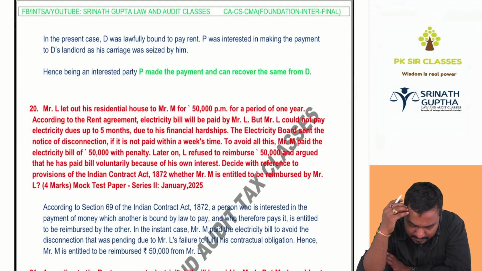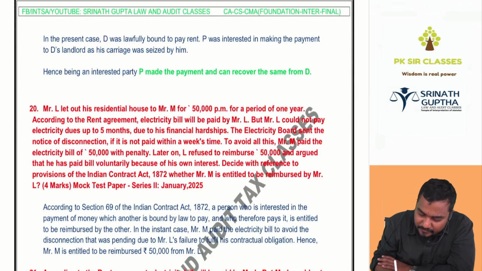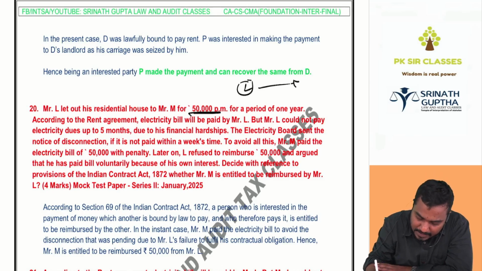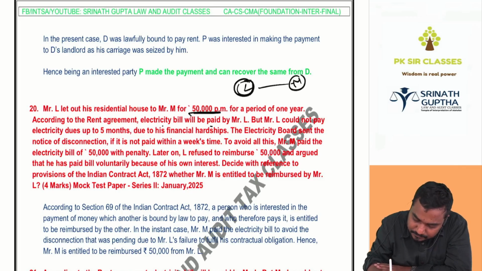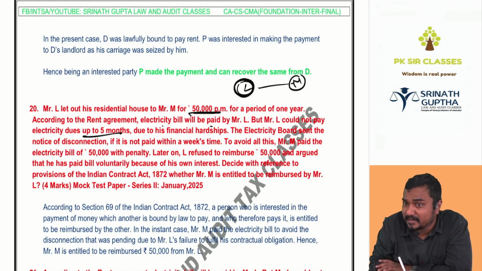Mr. L let out his residential house to Mr. M for 50,000 rupees per month. L is giving his house to M for rent for a period of 1 year. According to the rental agreement, the electricity bill should be paid by L. Who should pay the bill, beta? Owner. But L could not pay the electricity bill for the last 5 months. In place of the property tax, the electricity bill came. Which case?